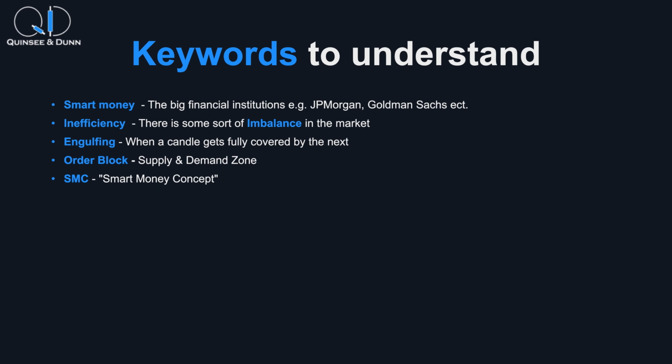So first I want to start with some keywords to understand. Smart money, it's the big financial institutions, as in JP Morgan, Goldman Sachs, etc. Now, inefficiency, there is some sort of imbalance in the market that needs to be filled. I'll go on to that a bit later. Now, engulfing is when a candle gets fully covered by the next candle. And an order block is just a supply and demand zone. And SMC stands for smart money concept.